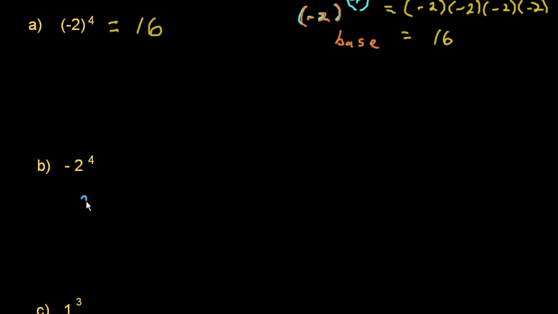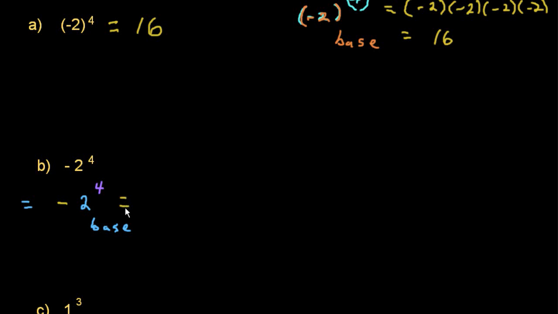In this case, 2, which is right next to the 4, is the base. The negative sign is not part of the base because it wasn't in a parentheses, so the base part is just the 2, and the exponent again, of course, is 4. So we'll write in our exponent of 4. And so this has a different meaning than the preceding problem.